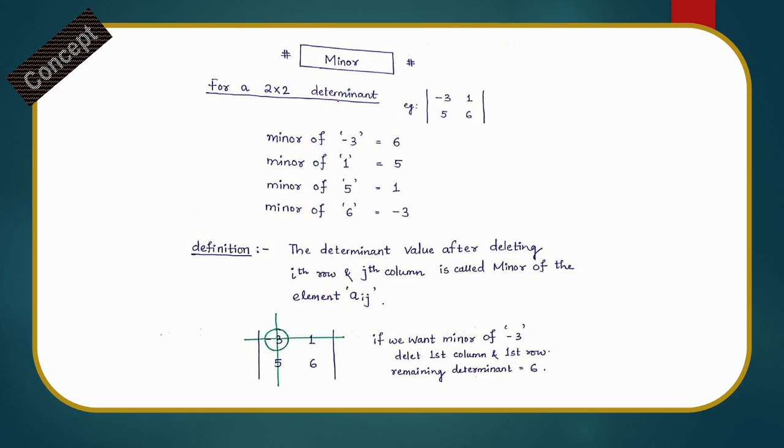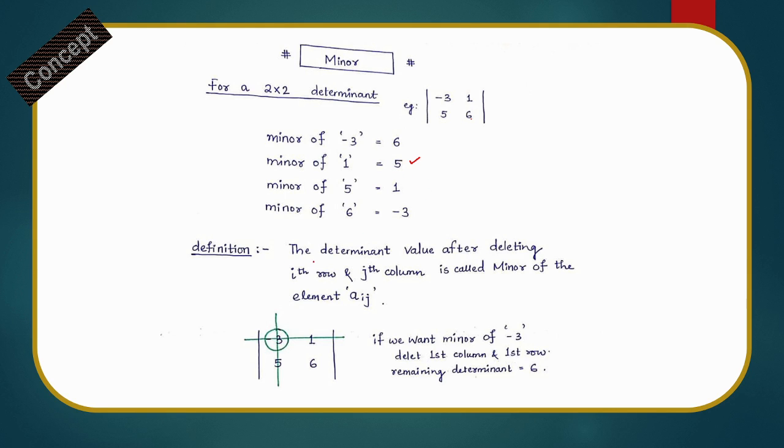For a 2 cross 2 determinant, for example -3, 1, 5, 6, we can say the minor of -3 is 6. The minor of 1 is 5. The minor of 5 is 1. The minor of 6 is -3. So how do we determine the minor of these elements?